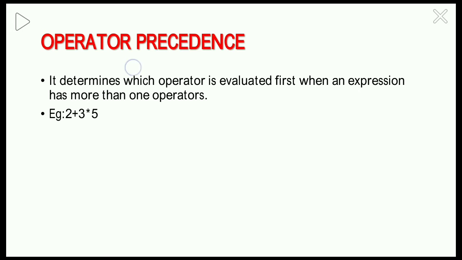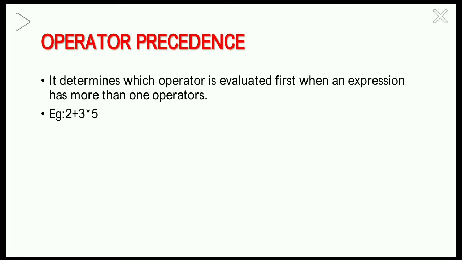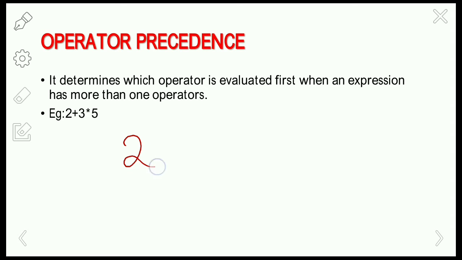Operator precedence determines which operator must be evaluated first when an expression has more than one operator. So when the given expression has more than one operator, operator precedence plays a key role here. It tells which operator must be evaluated first. Let us see, suppose you have the expression 2 plus 3, the answer is 5. We can simply evaluate this one.